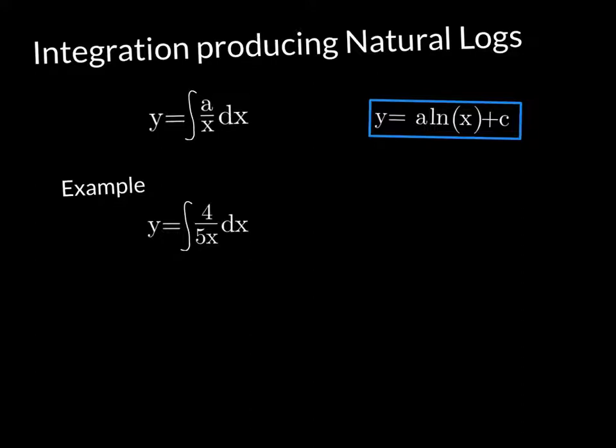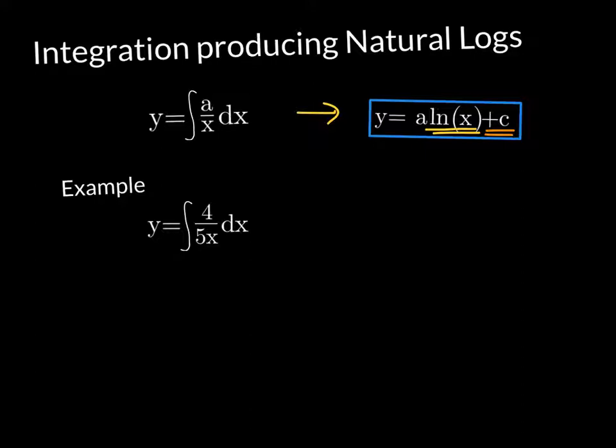So if we have y is equal to the integral of a, so a is just some arbitrary number, some constant, divided by x, and we're integrating with respect to x, then our answer for the integration is that y is going to be equal to a, that coefficient, multiplied by the natural log of x, and then we also have our constant of integration as well.